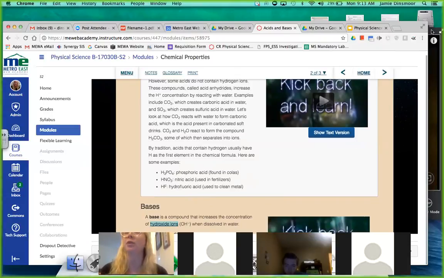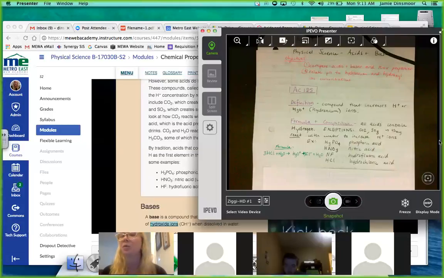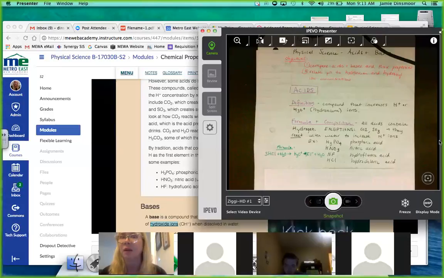I'm going to show you guys my notes page now. I'm super proud of it. I use like 4 colors. It's exciting. Okay. I tried to make it exciting. So for the formula and composition, I wrote all acids contain hydrogen. There's exceptions, right? Carbon dioxide, sulfur oxide. They react with water to increase the hydrogen ions, but they don't necessarily contain hydrogen ions.